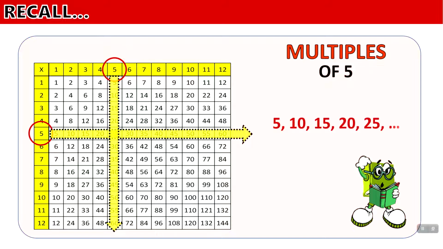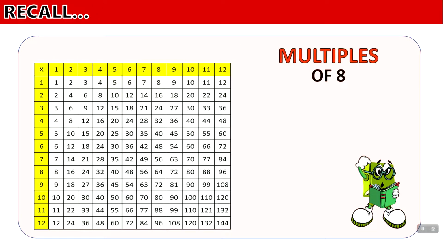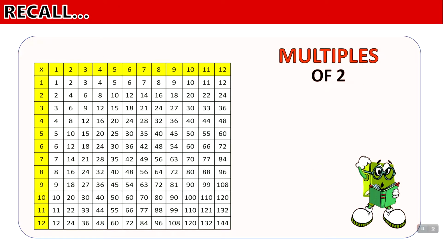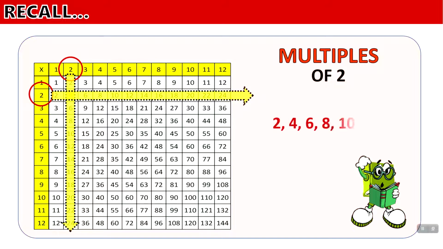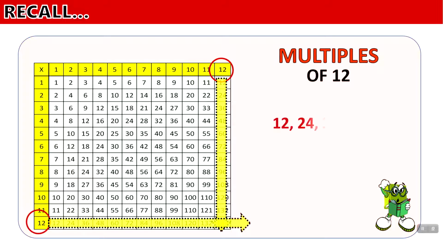5, 10, 15, 20, and so on. What about the multiples of 8? We just look in our 8 times table. There it is. Look down, look across. And the multiples of 8 are 8, 16, 24, 32, and so on. What about the multiples of 2? They are in the 2 times table. 2, 4, 6, 8, 10, and so on. And lastly, the multiples of 12 are in the 12 times table. 12, 24, 36, 48, and so on.